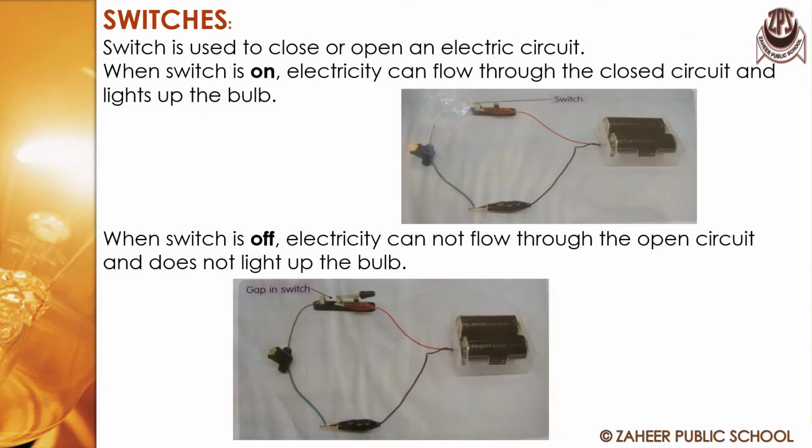Switches. A switch is used to close or open an electric circuit. In the first picture you can see that when the switch is on, the gap in the circuit is closed and the electric current flows through the closed circuit and the bulb lights up. In the second picture, when the switch is off, there is a gap in the circuit and the circuit is open, and no electric current flows through any part of the circuit, so the bulb does not light up.